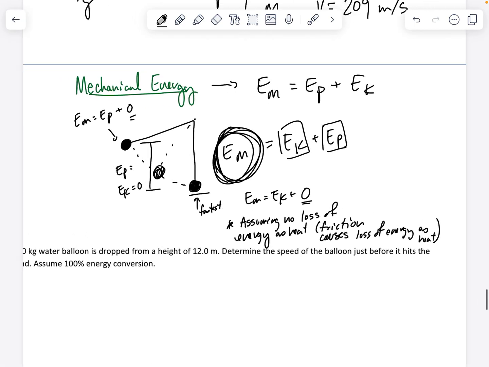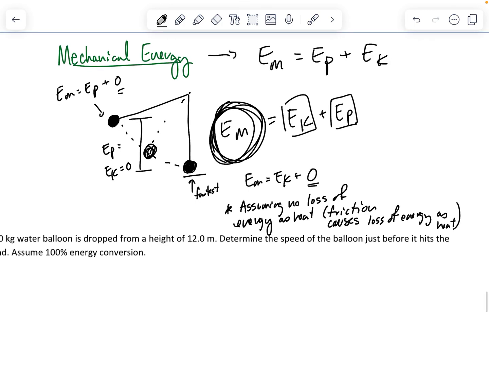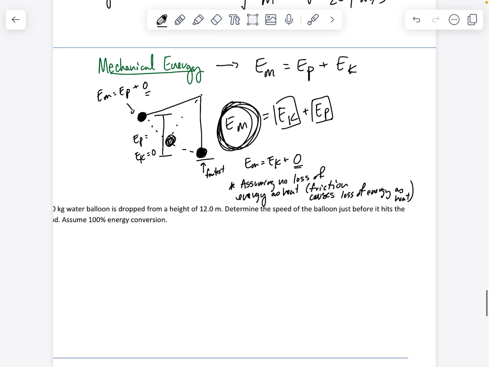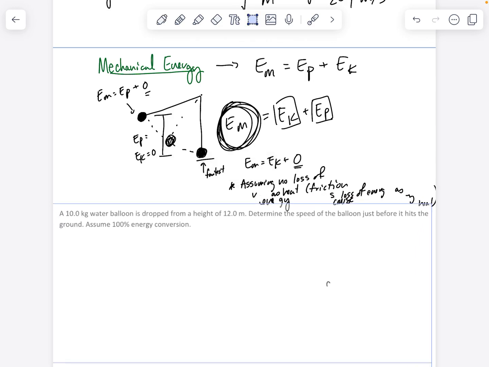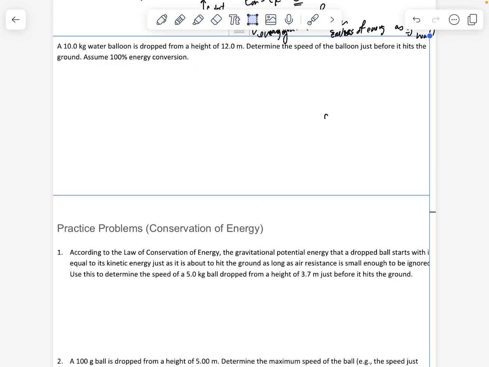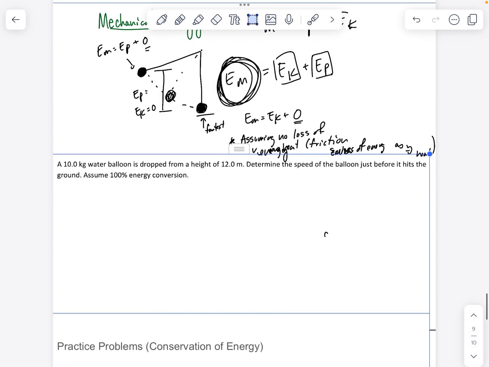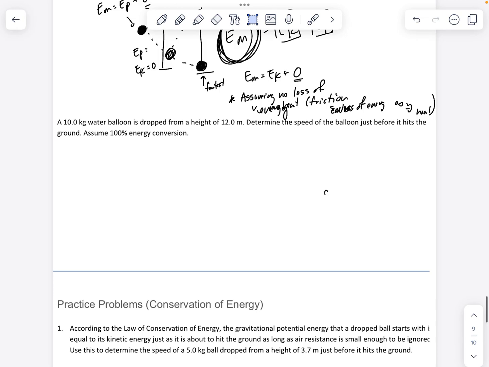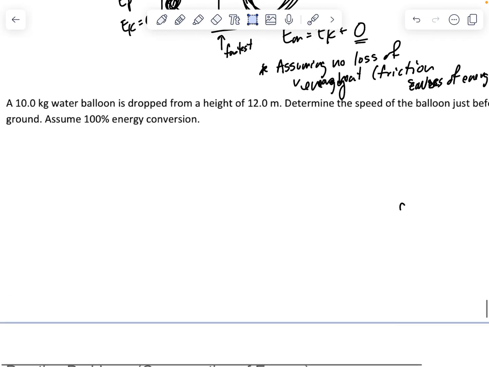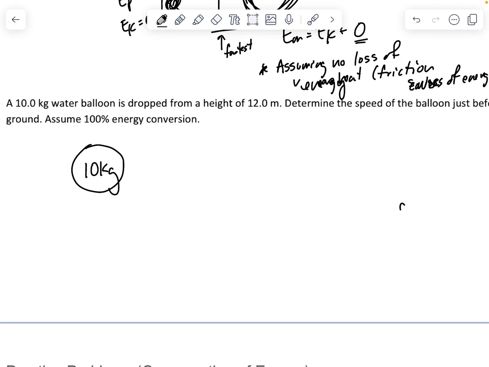And so mechanical energy questions are looking at the connection between the potential energy and the kinetic energy at any point in a system. So here, if we had a ridiculously large water balloon, so this is a 10 kilogram water balloon. That would be a very heavy water balloon. And it is dropped a height of 12 meters.